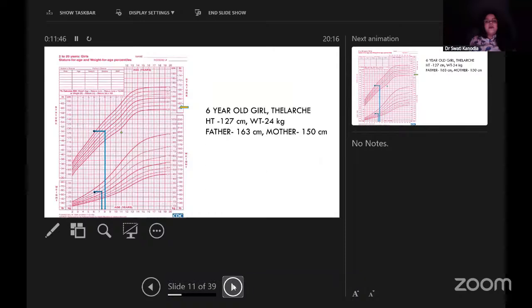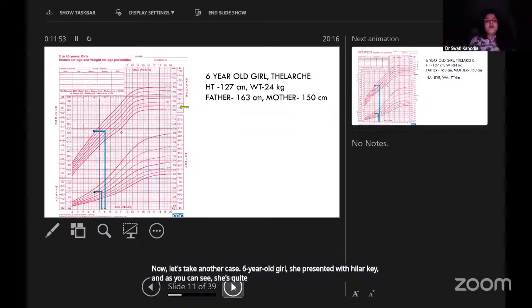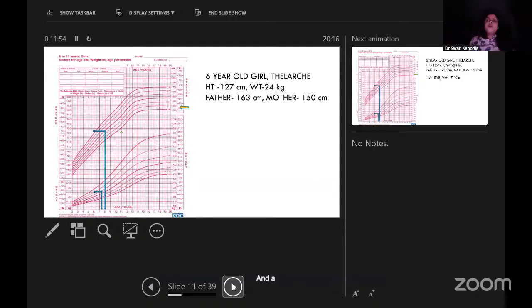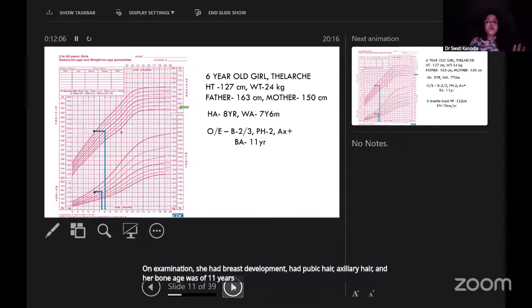Now, let's take another case. A 6-year-old girl presented with thelarche, and as you can see, she's quite tall, and the weight is also quite high for her age, and her height age was that of an 8-year-old. On examination, she had breast development, pubic hair, axillary hair, and her bone age was 11 years. She was a 6-year-old girl.